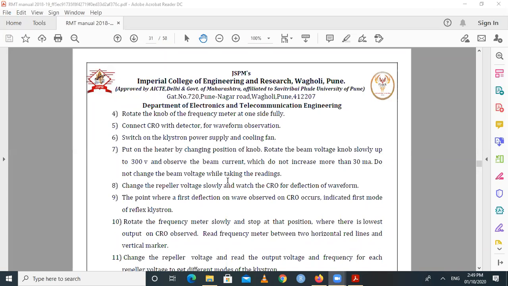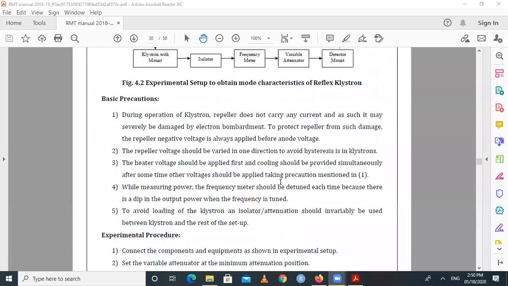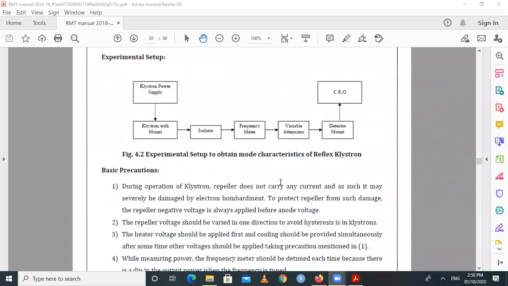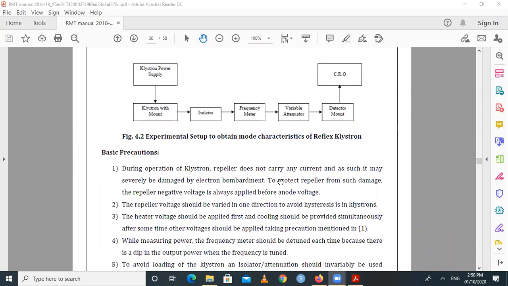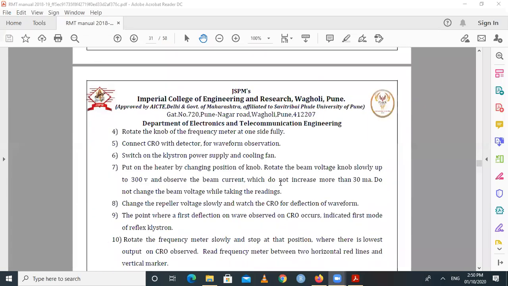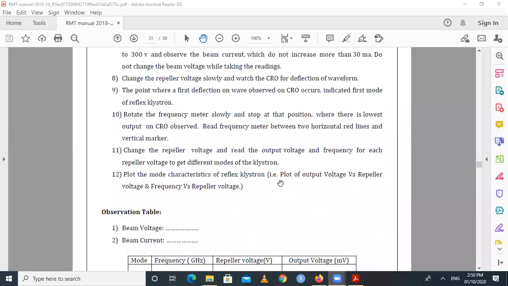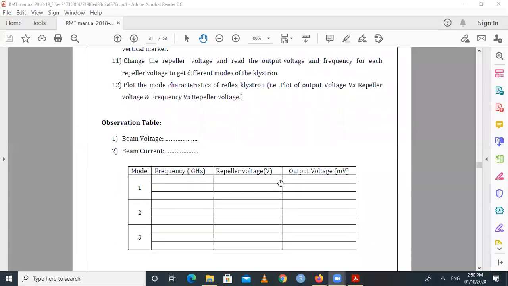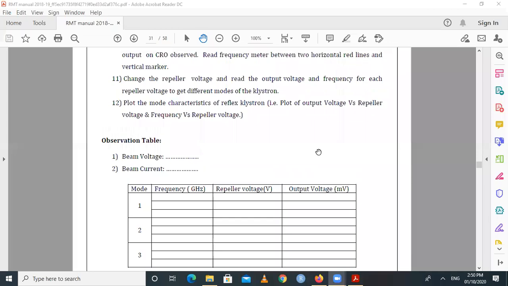So are you getting this procedure, or is there any doubt? If you have any doubt in this experiment, please ask. Am I audible to you? Are you getting all these procedures? Yes, sir.